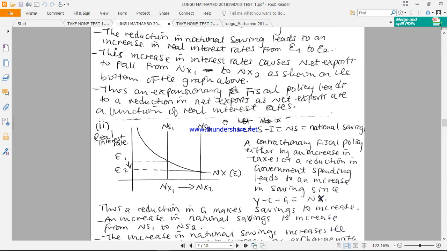Let's get back to the definition, because I think I've defined some variables here. I've said savings minus investment is equal to NS. Okay, I've gotten your point now. Okay, thanks for that.